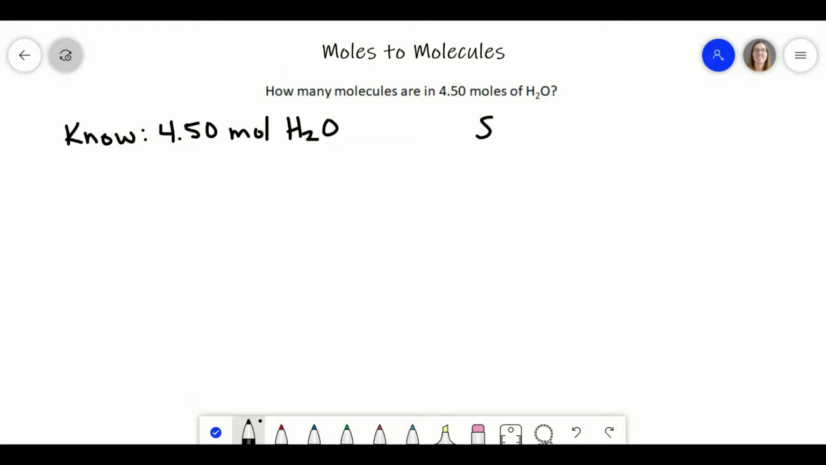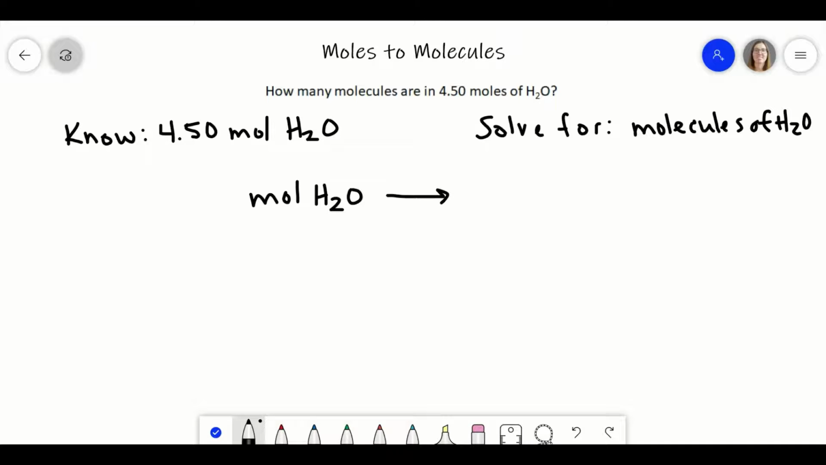What are we trying to solve for? It asks how many molecules, so we're solving for molecules of H2O. So we're going to go from what we know to what we're trying to solve for. So our plan here is to go from moles of H2O to molecules of H2O.